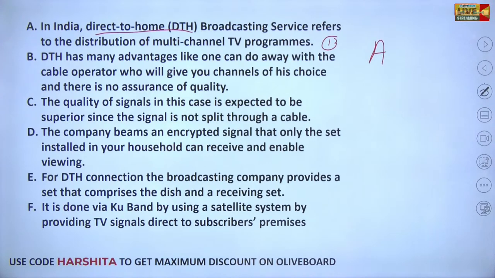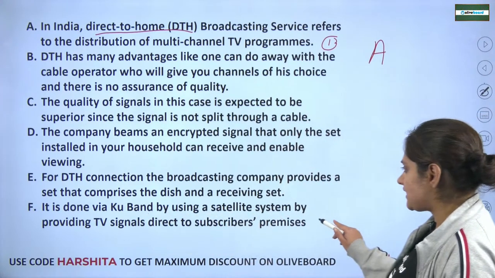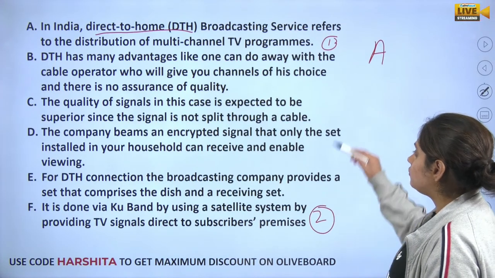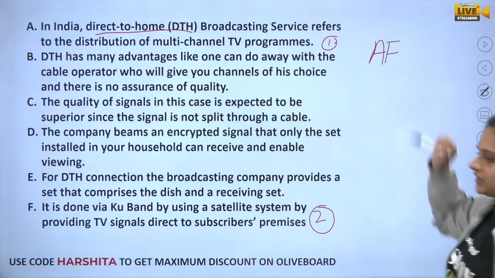How it is done? What will be the next one? It is done via Ku-band by using a satellite system. Very good. Okay. Here, because you are continuing, what it is, how it is used. So, F will be the second statement.